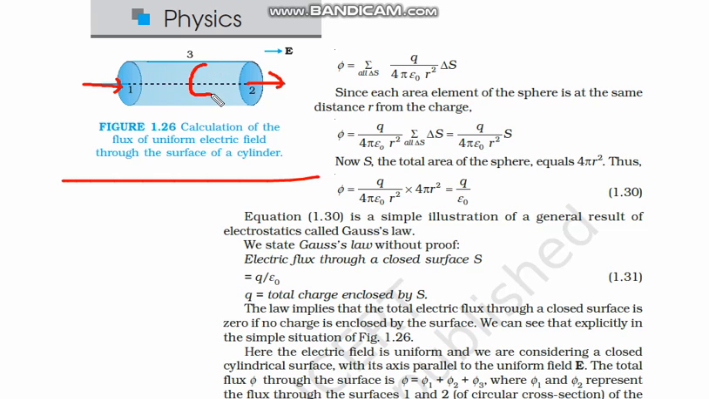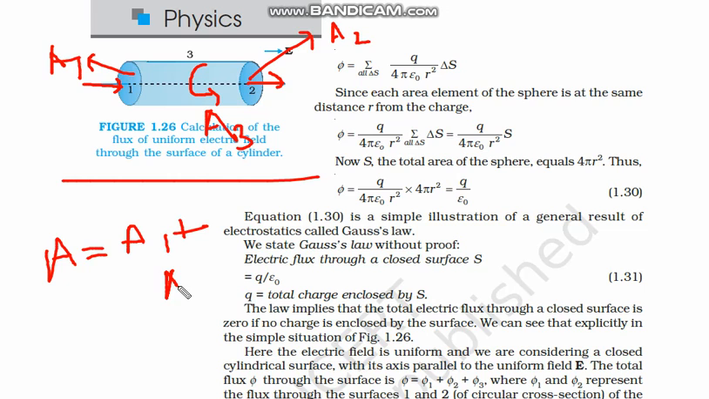What do you always say? Curved surface. So it has three surface areas. Let us mark this as A1, the first surface area. This is the second surface area, A2, and the area of this curved surface is area 3, A3. So it has three surface areas, A1, A2, A3. So the total surface area A is equal to A1 plus A2 plus A3.